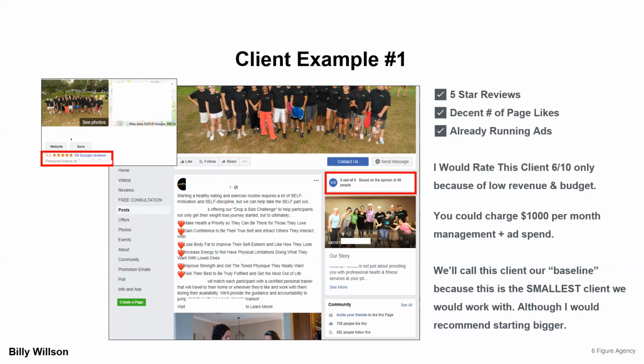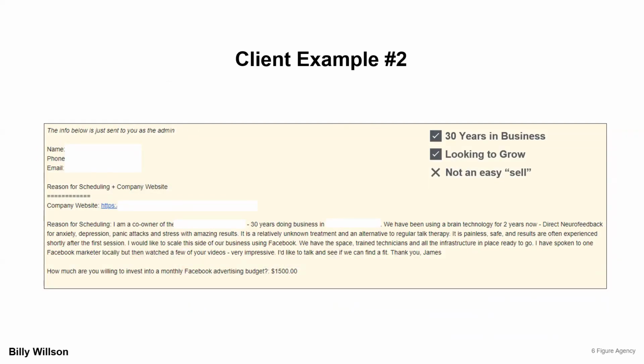This can give you an idea of what type of business is the worst business you could possibly work with, that you would work with. So client number 2 has 30 years in business, looking to grow.